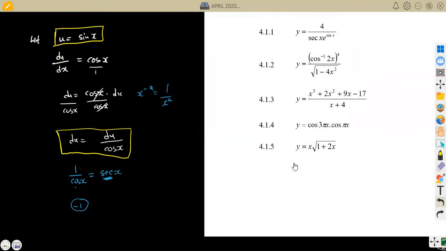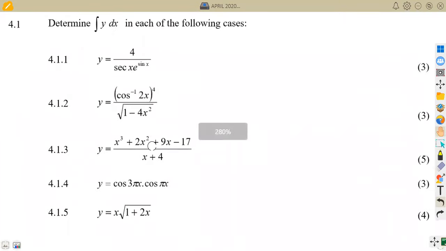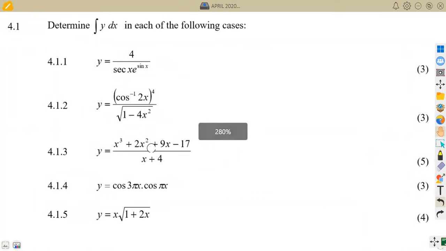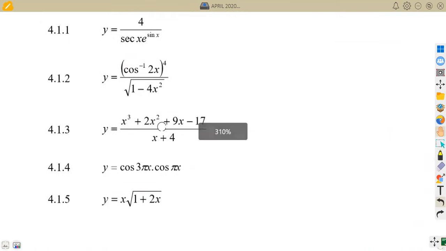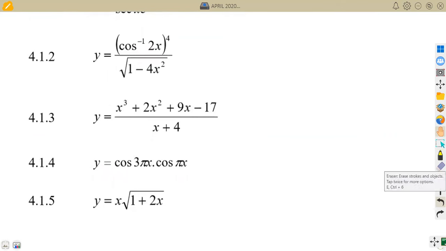All right. Let's check the other part of the question, which was now question 4.12, and that is actually 3 marks. We're given to find the integral of, that's y with respect to x, and this is the value for y. Okay, so we are going to rewrite this question.